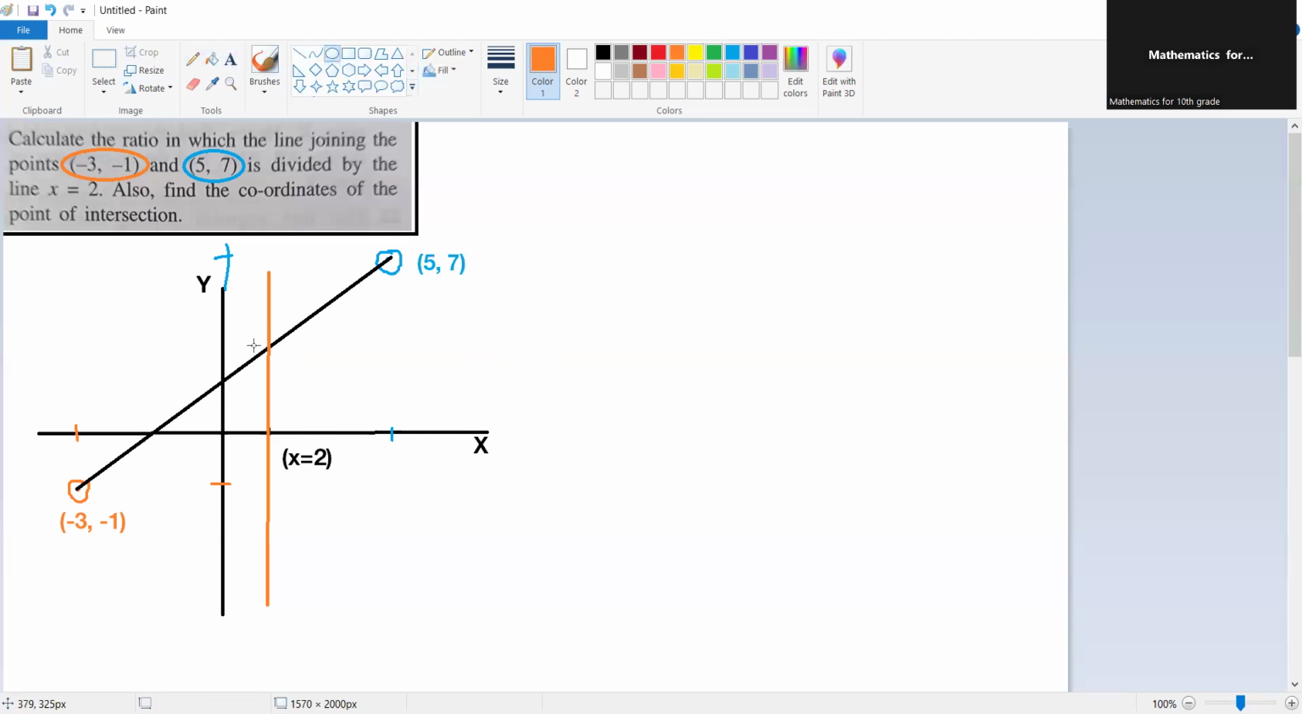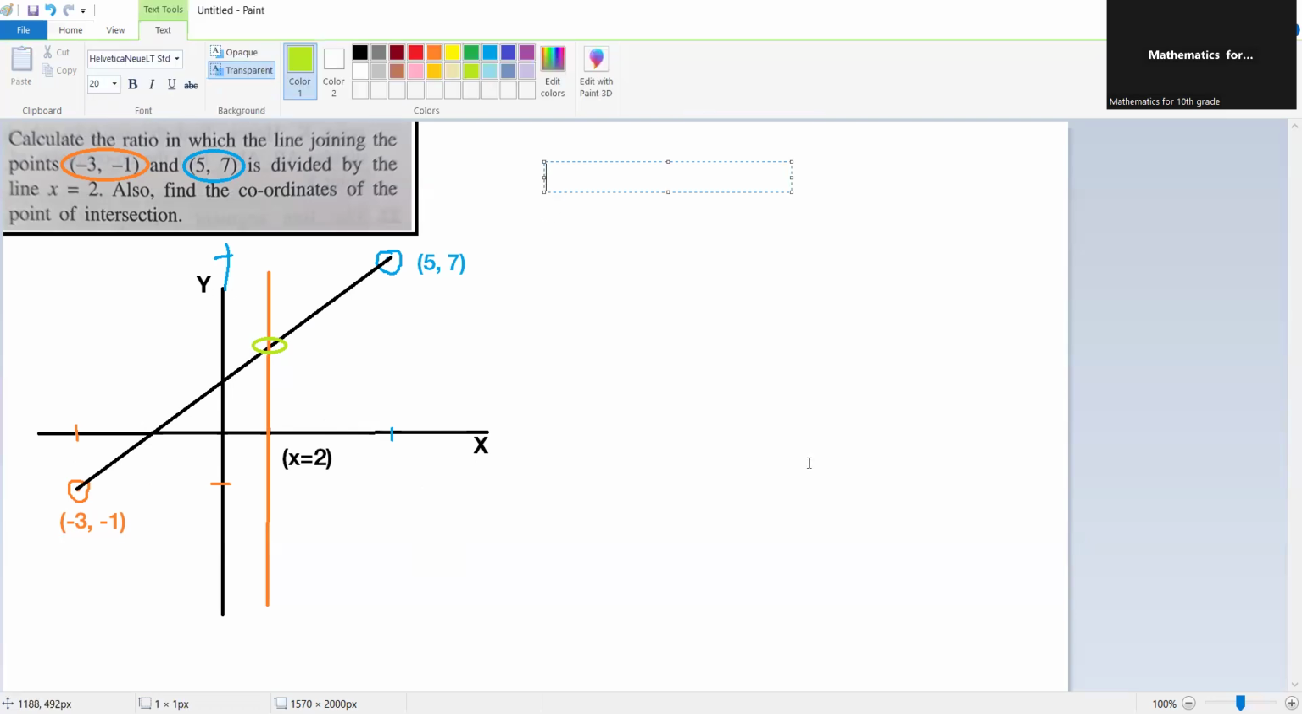So our interest would be the point marked in green, this point of intersection. Firstly, we need to find the ratio in which these 2 lines are divided, and also the coordinates of the point of intersection. So how do we do that? Firstly, let's find the equation of this line, the black line, the line joining (-3, -1) and (5, 7).